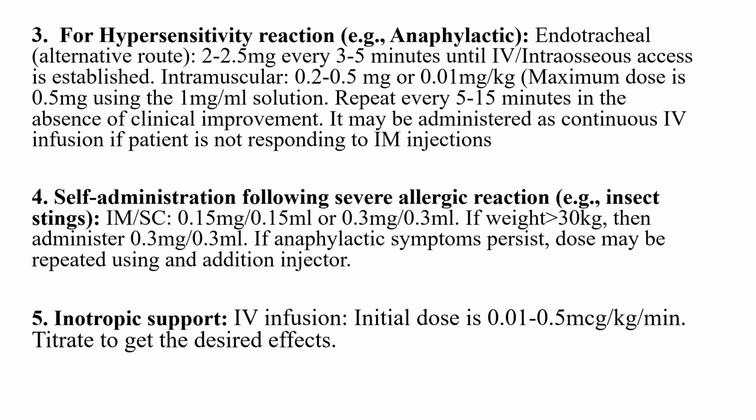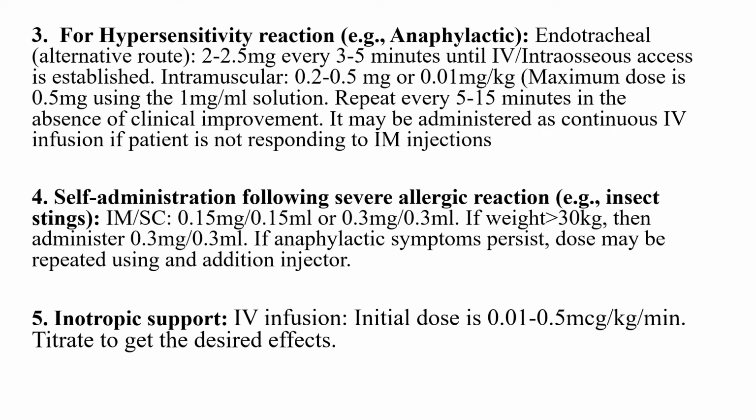Number 4, self-administration following severe allergic reaction, for example insect stings or insect bites. Here the adrenaline comes in the form of an auto-injector, usually given through IM or subcutaneous route, and the dose is 0.15 mg, which comes in the amount of 0.15 ml, or 0.3 mg, in the amount of 0.3 ml. If the weight of the patient is more than 30 kg, then we can administer 0.3 mg, that is 0.3 ml. And if the symptoms of the patient persist, then we can repeat the injection by using another auto-injector.